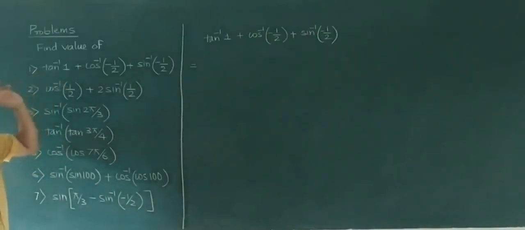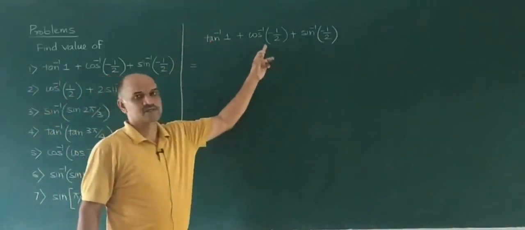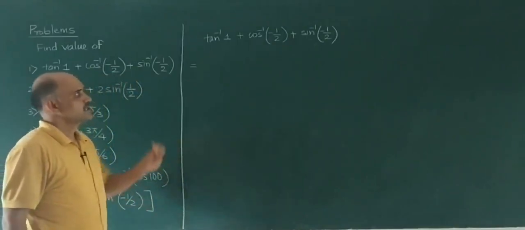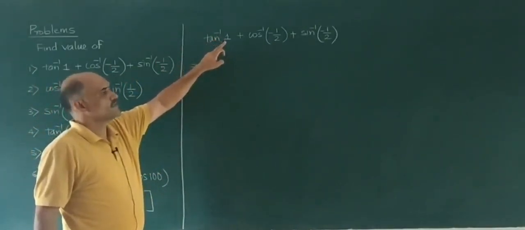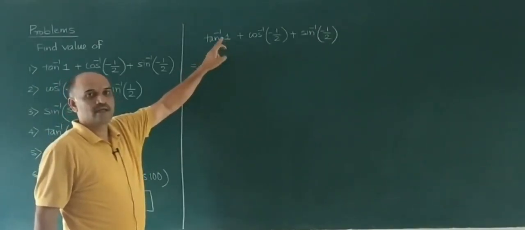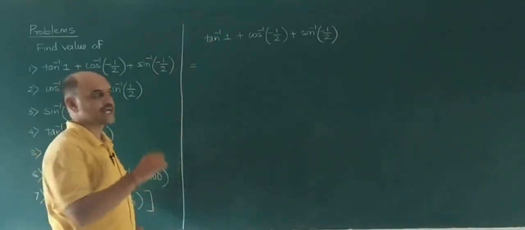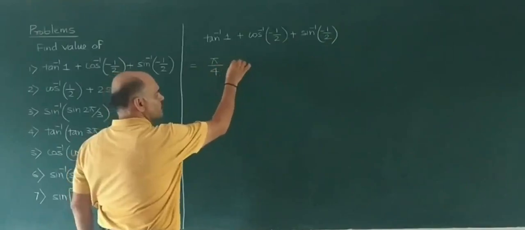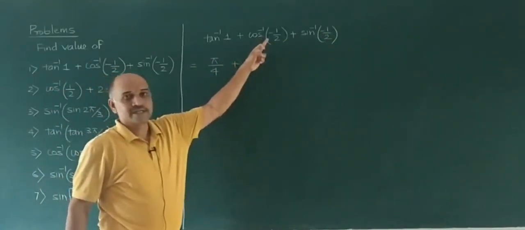Okay, so first one, if I take tan inverse 1 plus cos inverse minus 1 by 2 plus sin inverse minus 1 by 2. So in the last class I had told when will be the value of tan 1, at 45 degree. But here you are required to write it in radian. So tan inverse 1 will be pi by 4 plus. Now here if you observe it is minus.